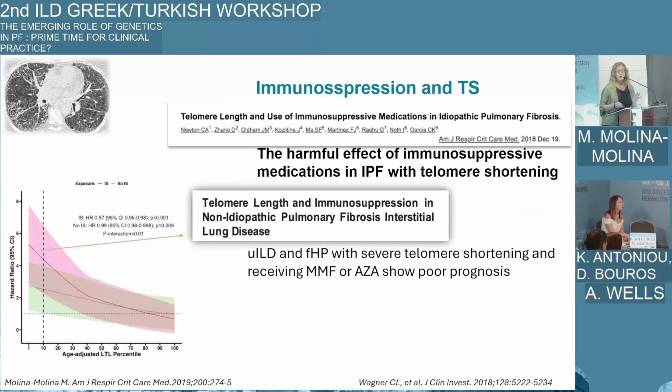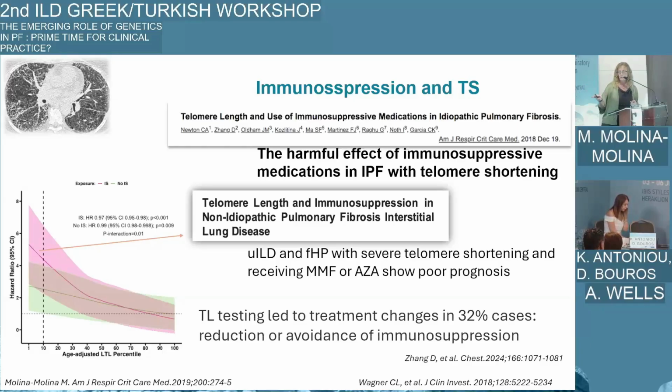What about non-IPF fibrotic ILDs in terms of corticosteroids? We know that in a post-hoc analysis of the PANTHER trial, the harmful immunosuppression effect was in part due to telomere shortening in IPF, but we are not using high doses of corticosteroids in IPF. However, more recently, there have been publications about the harmful effect of high-dose immunosuppression in unclassifiable ILD and fibrotic HP.